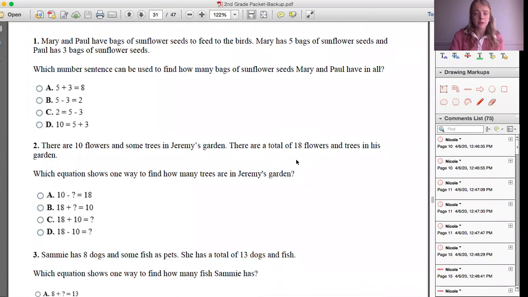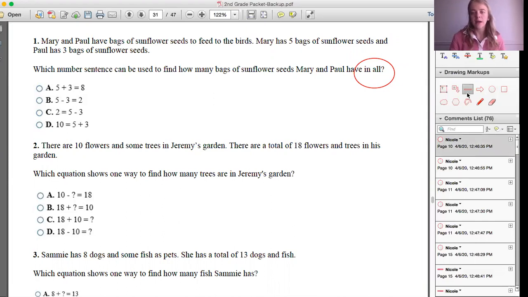And example number 1. Mary and Paul have bags of sunflower seeds to feed the birds. Mary has 5 bags of sunflower seeds and Paul has 3 bags of sunflower seeds. Write a number sentence that can be used to find how many bags of sunflower seeds Mary and Paul have in all. So your key word is in all. Remember, in all means that you add.